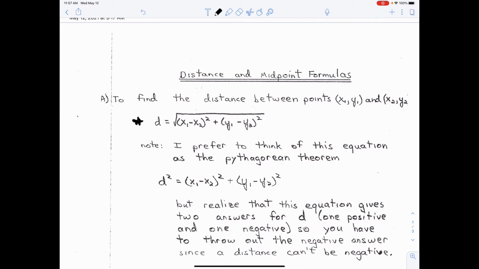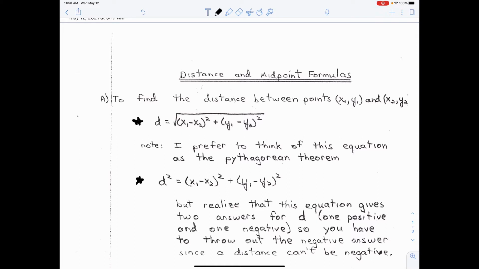You can memorize it if you want, and you do need to have it memorized, but there's a much easier way to memorize it, and that's to think of it as the Pythagorean theorem. Why is the first one technically the distance formula? Because the square root only gives you a positive answer. The second one, d squared equals, gives you a positive and negative, and then you just throw out the negative because the distance can't be negative.